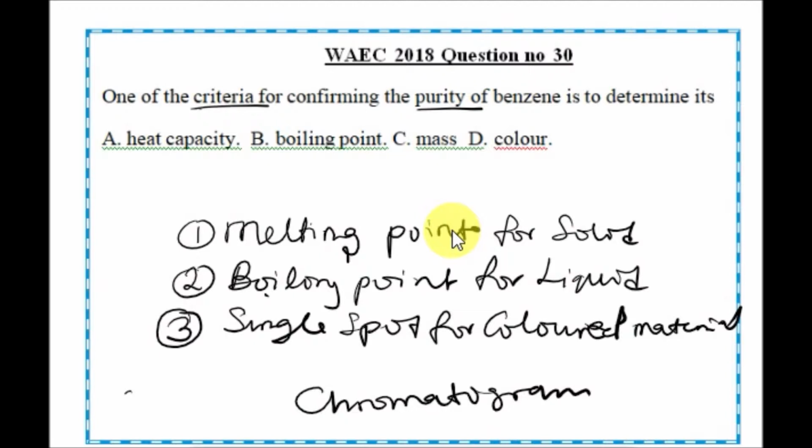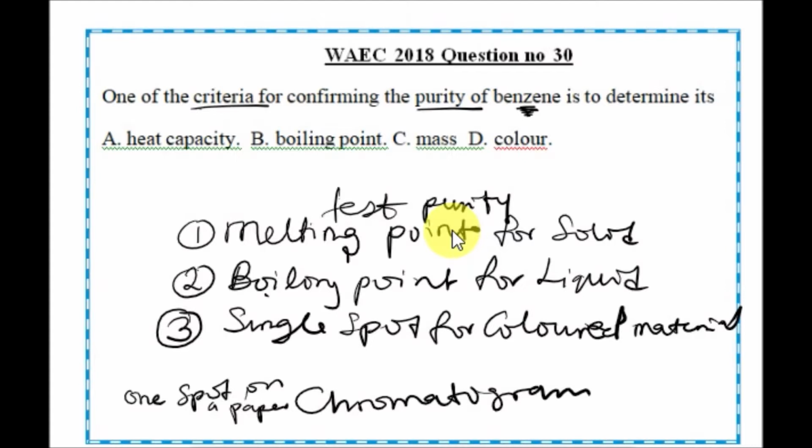So single spot, very important, one spot on a paper chromatogram. These are the three tests for purity. So whether they tell you it is benzene or any substance, the name is not important. But you have to check whether the substance is a solid, a liquid, or a colored material. For solids we use melting point, for liquids we use boiling point, and for colored material we use the spot on a paper chromatogram.